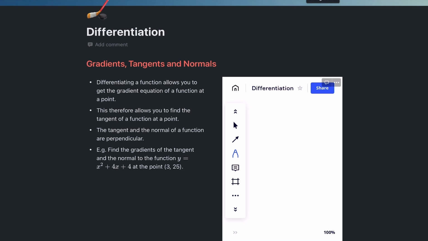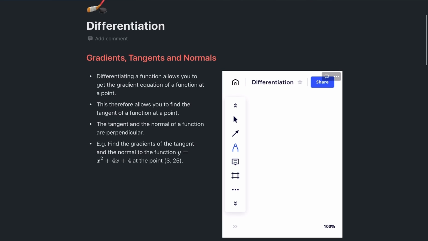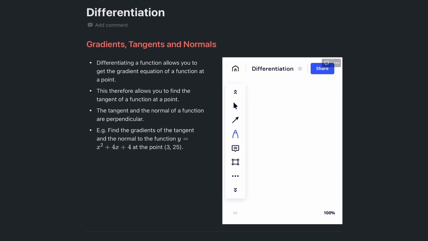So the way to find the gradient of a function at a point is to find the gradient of the tangent. Okay, so differentiating a function allows you to get the gradient equation of a function at a point, and therefore allows you to find the tangent of a function at a point. And obviously the normal would be perpendicular to the tangent at that specific point, right?